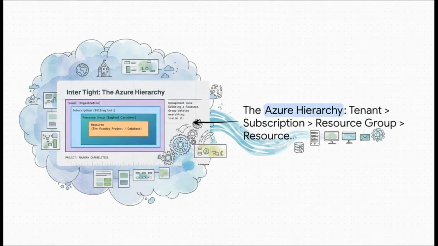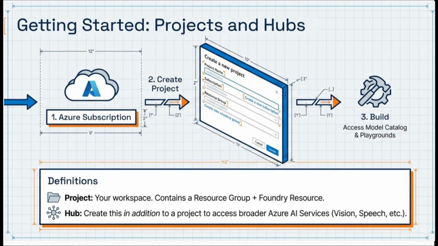To really work with Azure, you have to understand how it's organized. It's a hierarchy. So at the very top, you have the tenant, which represents your entire organization. Then, inside that, you have subscriptions, which are usually used for billing or separating different departments. Inside your subscriptions, you create resource groups to hold related things together. And finally, inside a resource group are the actual resources themselves, like your Foundry project. This whole structure is how you manage permissions, track costs, and just keep your cloud environment neat, organized, and secure.